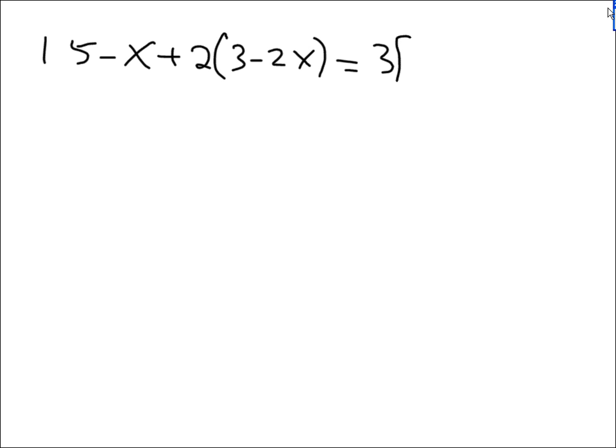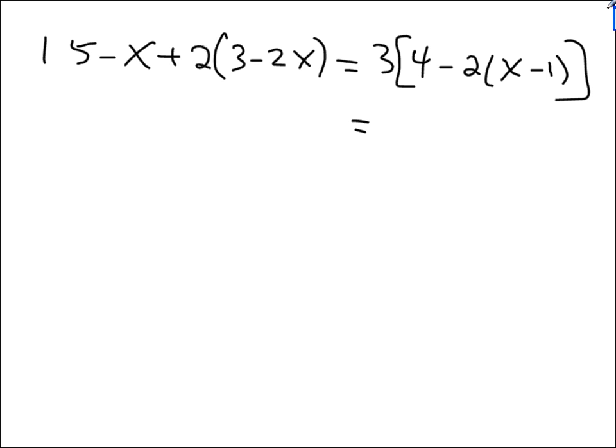Suppose we had this problem. 15 minus x plus 2 times 3 minus 2x, and this is equal to 3 times 4 minus 2 times x take away 1. Suppose you have this.